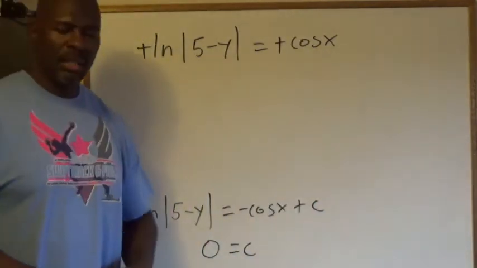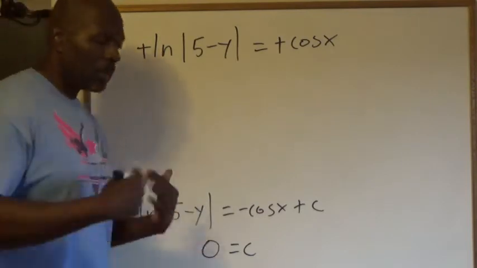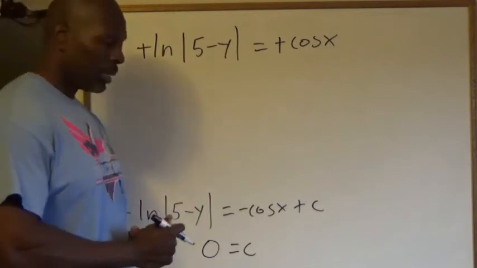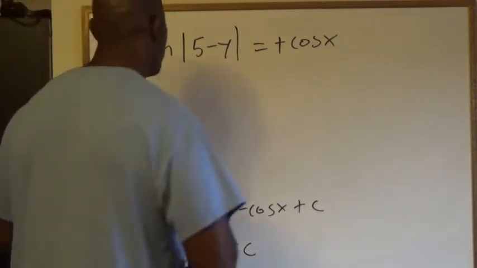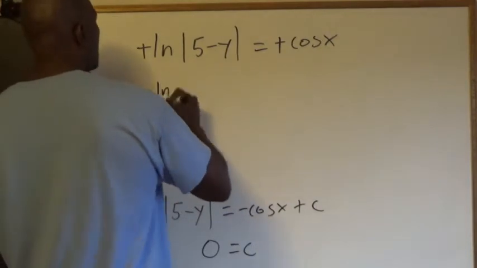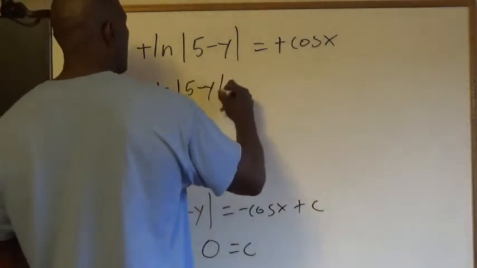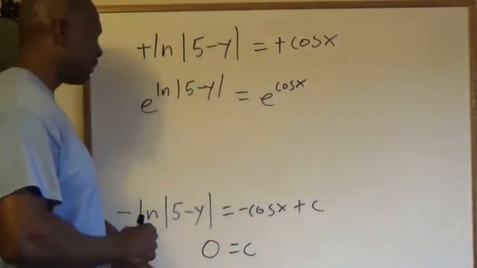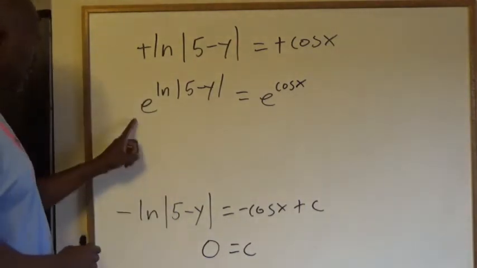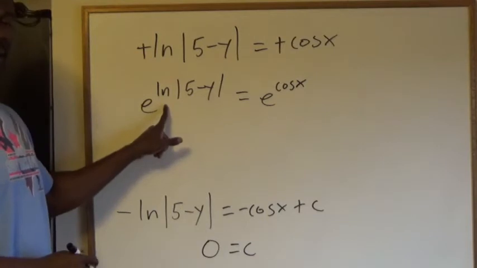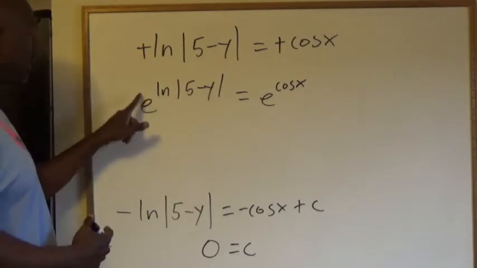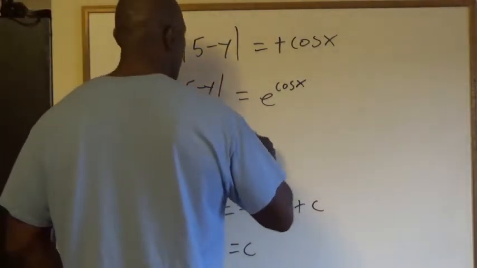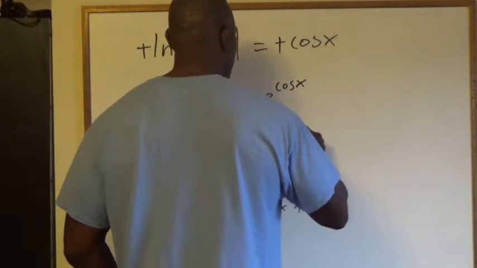So now I'm going to make these guys coefficients of e. What we call it is we e that junk. So it's a very loose mathematical term, but we like to say it, so we're going to e that junk. And so what that means, I have e to the power of ln 5 minus y equals e to the power of cosine x. And e to the ln anything is going to be anything. So e to the ln 5 minus y is going to equal 5 minus y. So 5 minus y equals e to the cosine x.